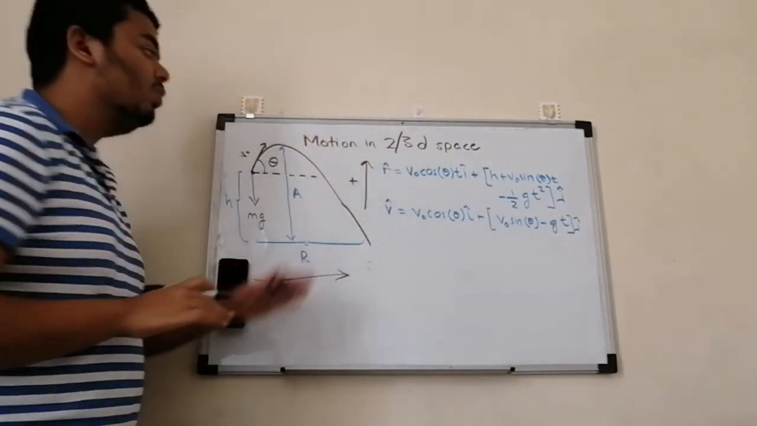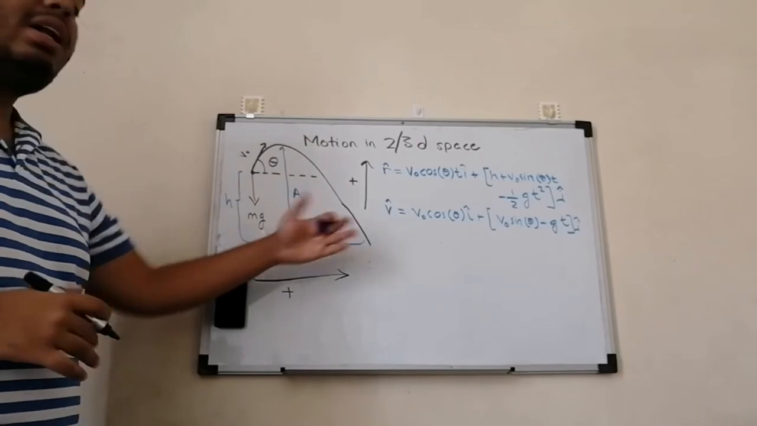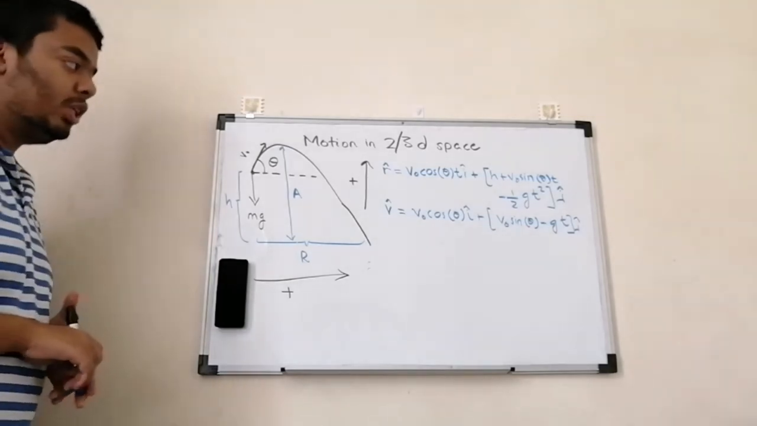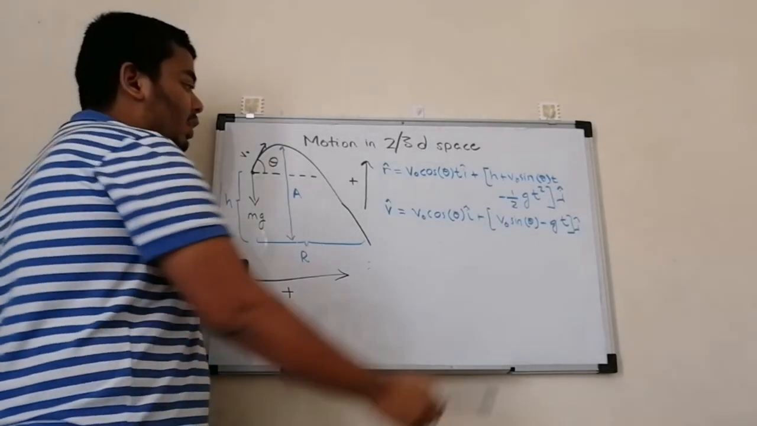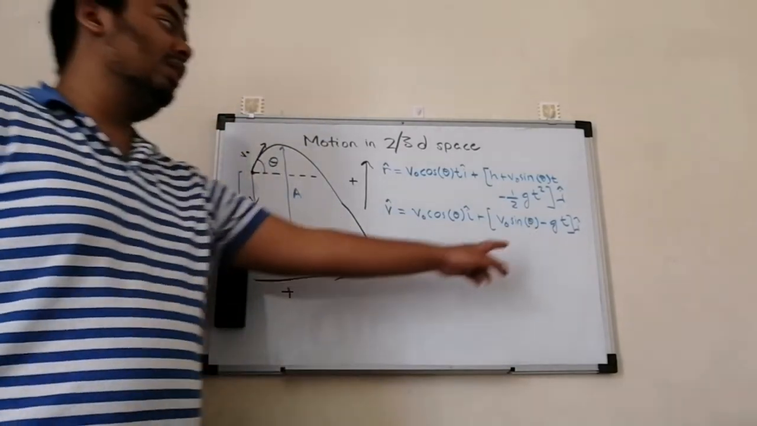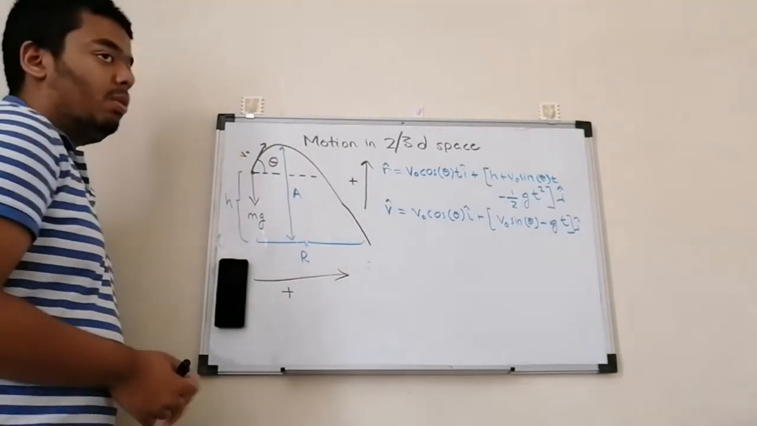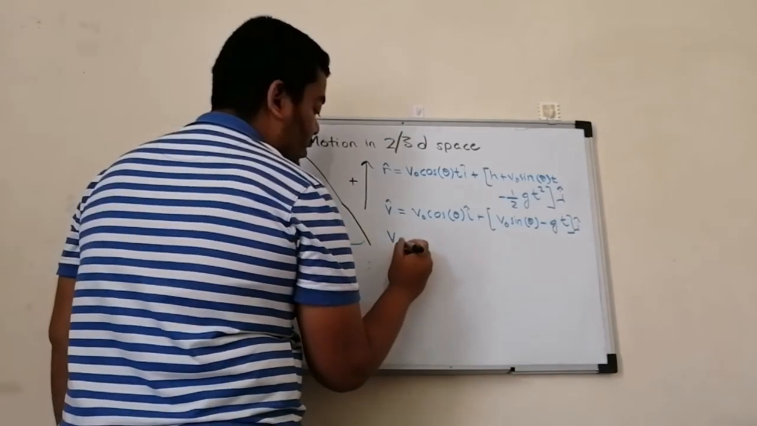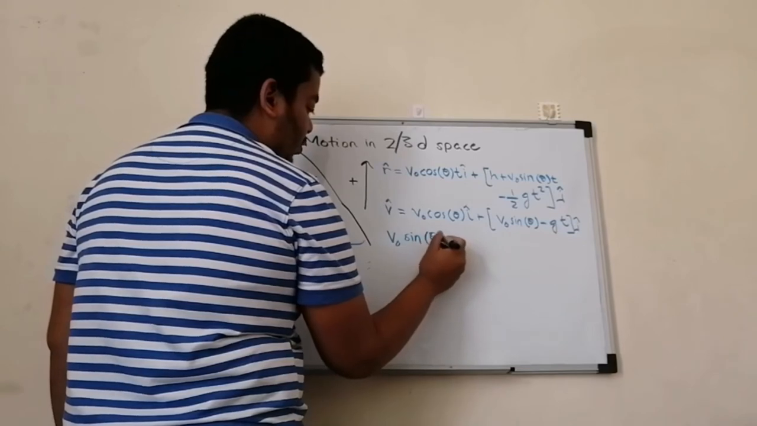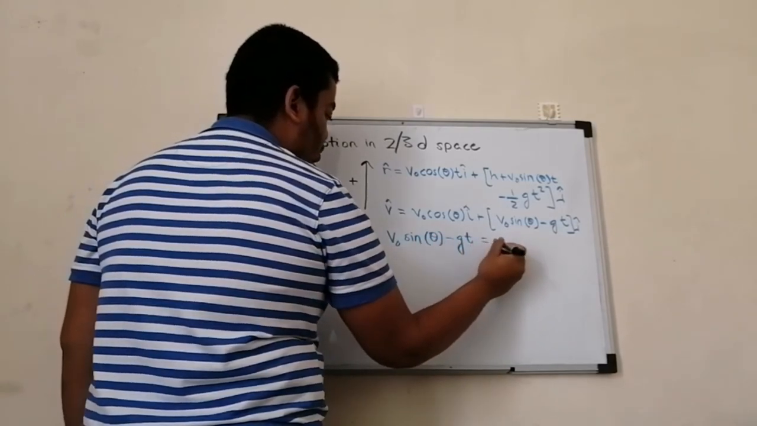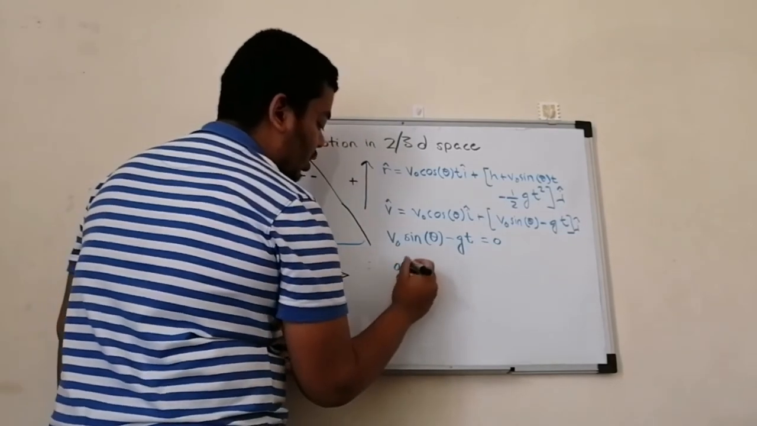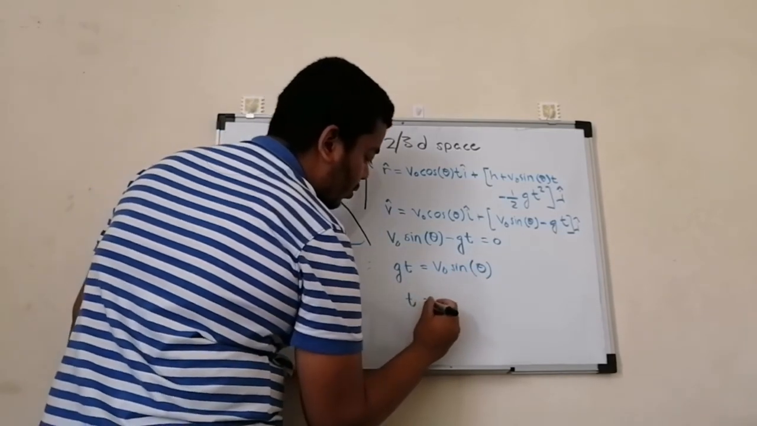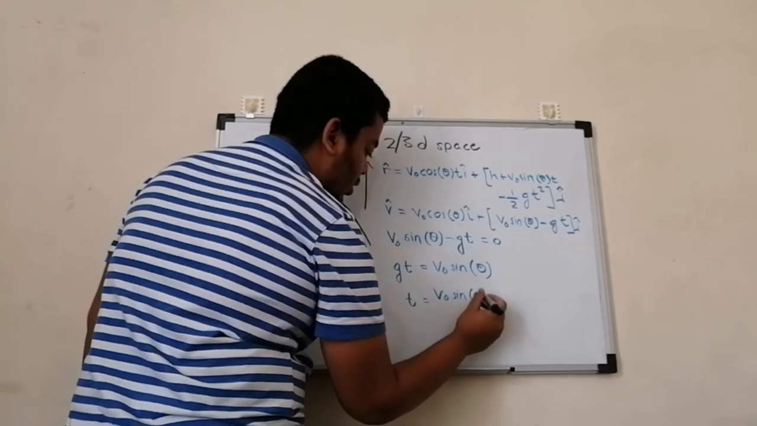Now, these two vectors are enough to analyze the different things that we need. First of all, the maximum altitude. The maximum altitude is reached by the particle when the vertical component of the velocity vector is equal to zero. So we can write v naught sine theta minus gt is equal to zero. We will have gt is equal to v naught sine theta, and t is equal to v naught sine theta over g.